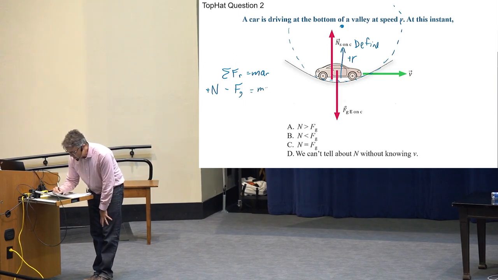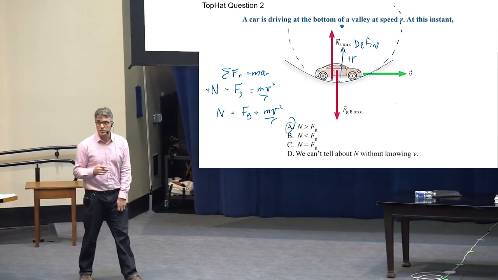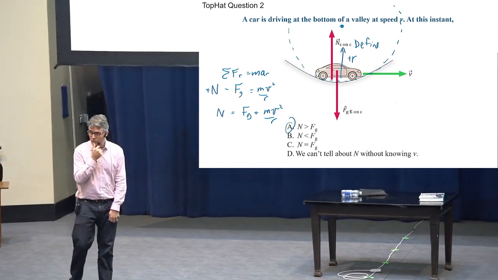This equals mass times v squared over r. And so normal is going to be Fg plus mv squared over r. It's going to be a little bigger now. Okay. Again, setting up all my terms to be positive numbers, and the plus or minus is going to show the direction.